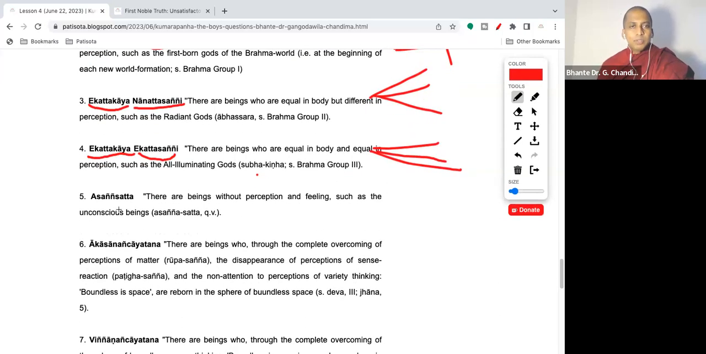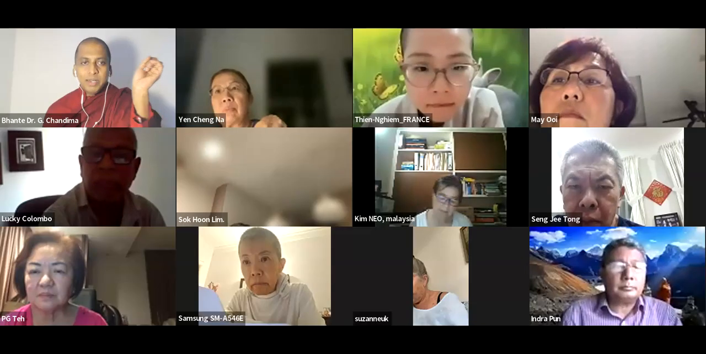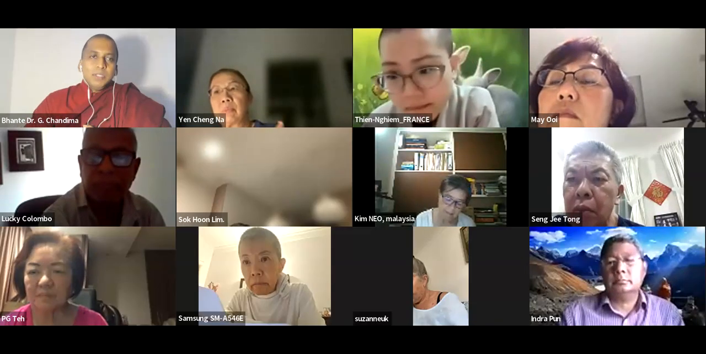And then the fifth place some beings are going to be reborn is Asanya Satta. That means in this particular Brahma world, their perception is low. That means they don't have a perception. Actually, they don't have a mind. That means they have a subtle mind, but their mind is not active, very passive, right? Who are going to be reborn in Asanya Satta Brahma world?